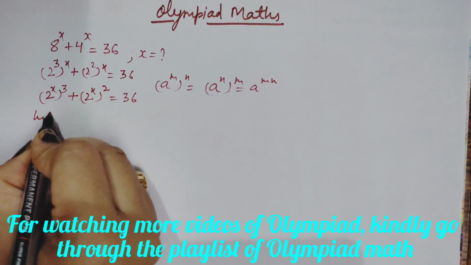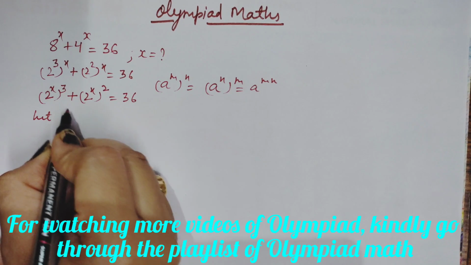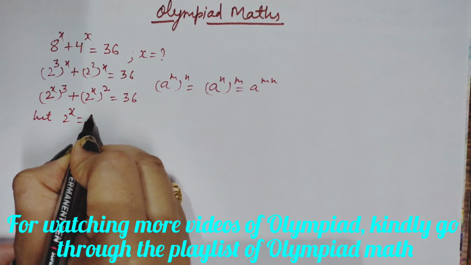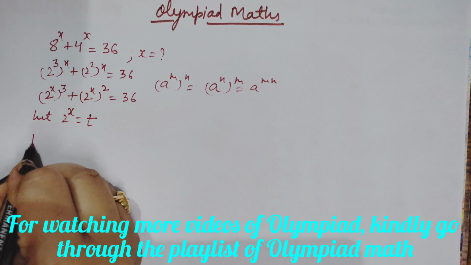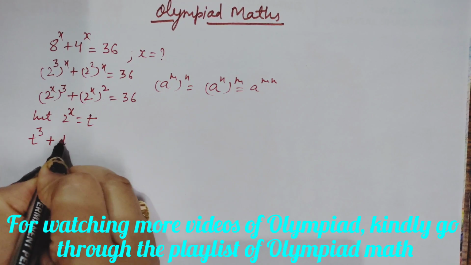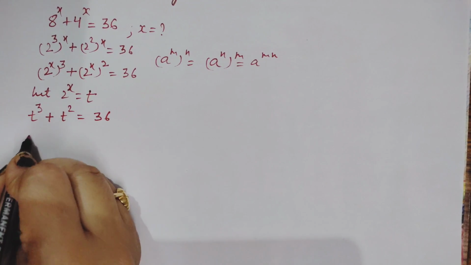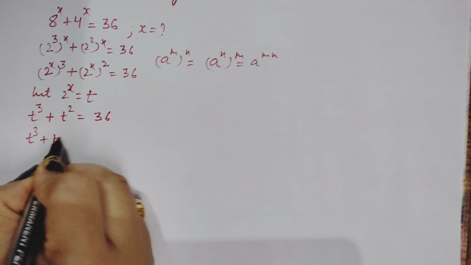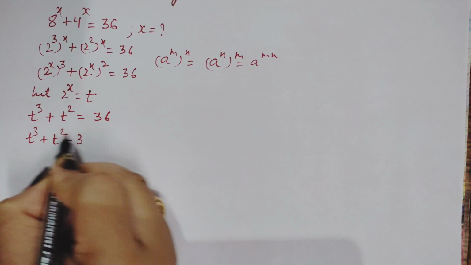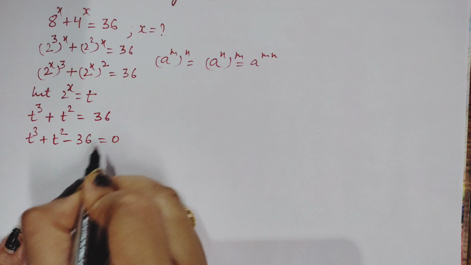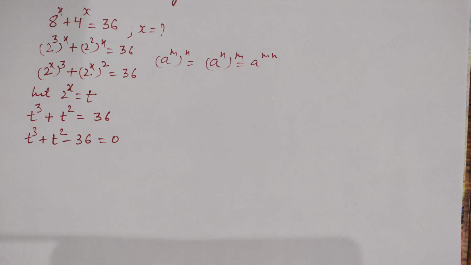Now let us consider this 2 power x as another variable, which is t. So it is t cube plus t square equals 36. Now you can see t cube is as it is and this t square is as it is, and the 36 goes to the left hand side, so it will be minus 36, and the right hand side is 0.